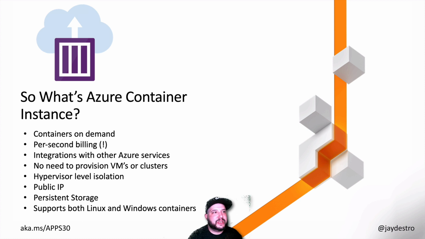So what's an Azure Container Instance? These are kind of like unorchestrated containers. They're really, really simple. They're containers as a service. If you need to run a container without a lot of orchestration around it, this is perfect for you. You can attach persistent storage. You'll get a public IP. You can use Linux or Windows.